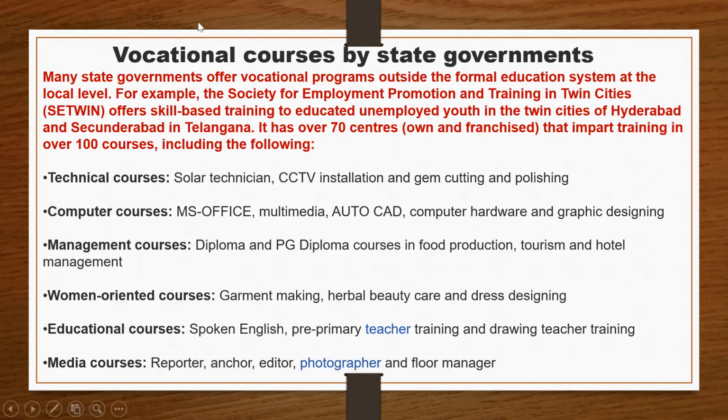Next, in this PPT, you can see the vocational courses by state governments. So, many state governments are also providing different vocational programs outside the formal education system at local level. For example, the Society for Employment Promotion and Training in Twin Cities offers skill based trainings to educate unemployed youth in the twin cities of Hyderabad and Secunderabad in Telangana. And it has over 70 centers that impart training in over 100 courses, like technical courses, computer courses, management courses, women oriented courses, educational courses, and media courses.